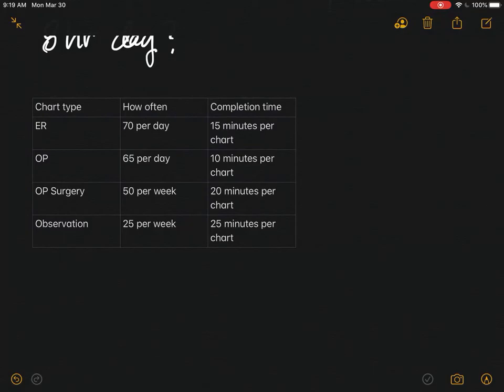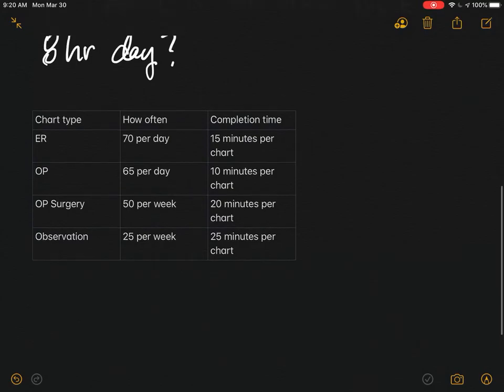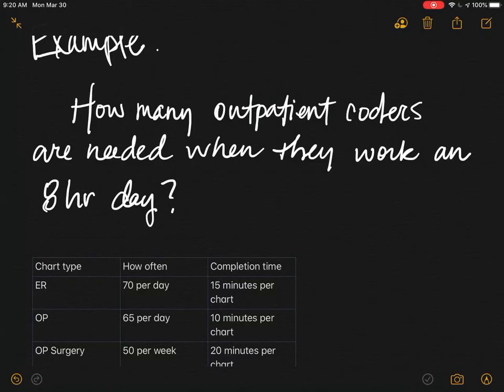Now we have our completion time. We know that it takes 15 minutes to code an ER chart, 10 minutes to code an outpatient chart, 20 minutes to code an outpatient surgery chart, and 25 minutes to code an observation chart. So now we have all of the pieces that we need to complete this puzzle.